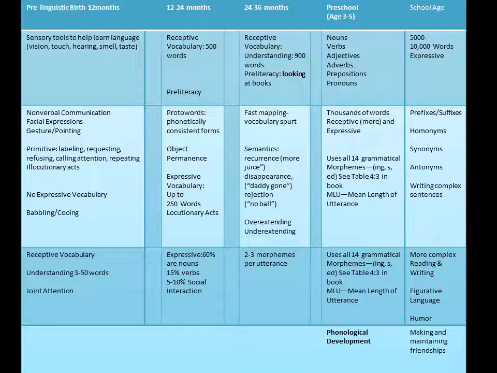Preschoolers are using all 14 grammatical morphemes by the time they are 5. And one very important skill that's being developed during the preschool years is phonological development. We've talked a little bit about phonological awareness, but I'm going to remind you that it's a complex linguistic skill where children become aware that sentences are made up of words, and words are made up of syllables, and syllables are made up of sounds or phonemes. They begin to show awareness that words sound alike, like they rhyme. They start to understand that you can blend sounds together, or this sound may have an ending sound and this sound doesn't.